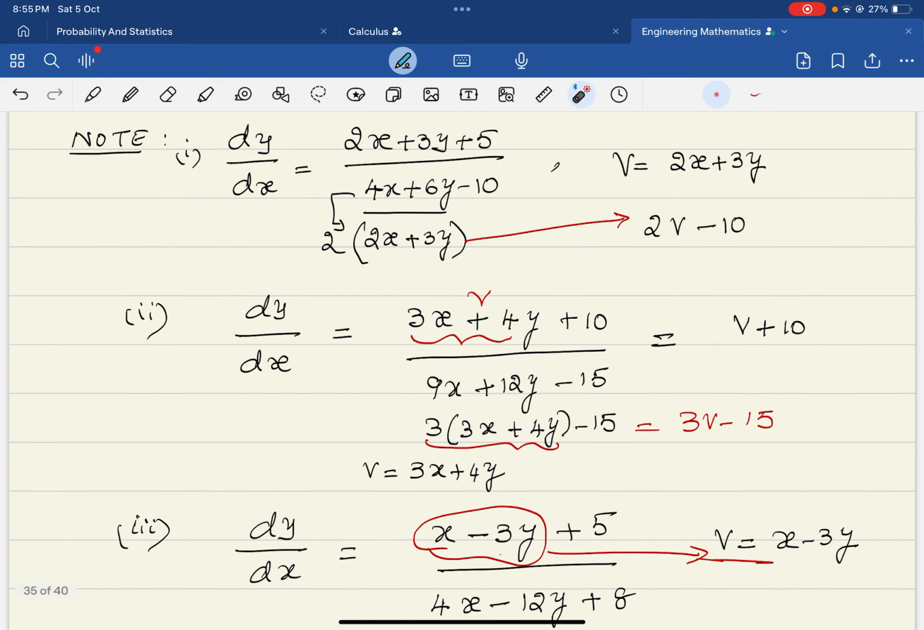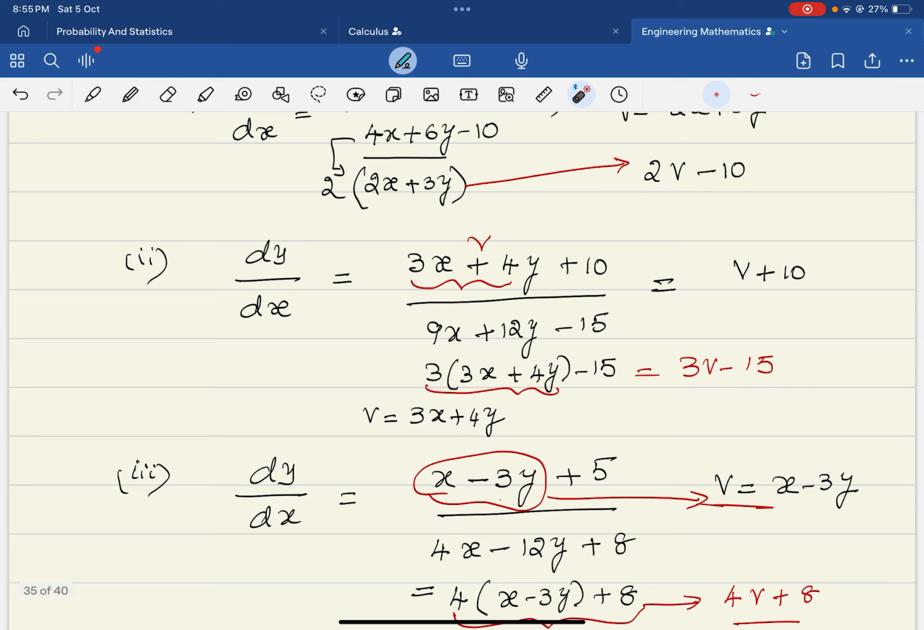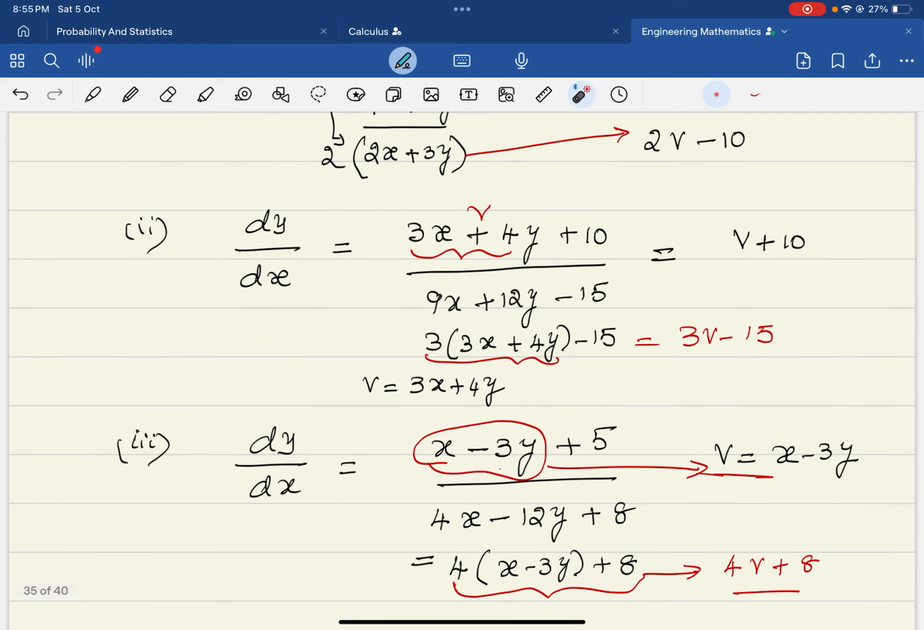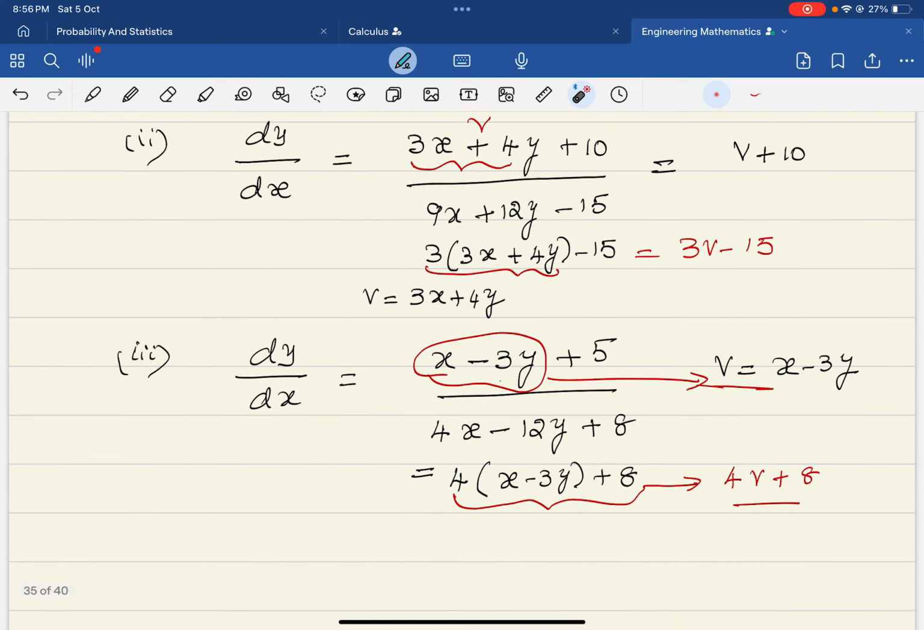Let us now proceed to another example. dy/dx = (3x + 4y + 10)/(9x + 12y - 15). Again, the smaller coefficient is 3 among these two, correct? Let us see whether we can write it like this. In 9 and 12, 3 is common. So I can write 3(3x + 4y), and 3x + 4y is present in the numerator also. So we treat this as v, and this becomes 3v, and the numerator is v + 10 and the denominator is 3v - 15. I hope it is clear to all of you.